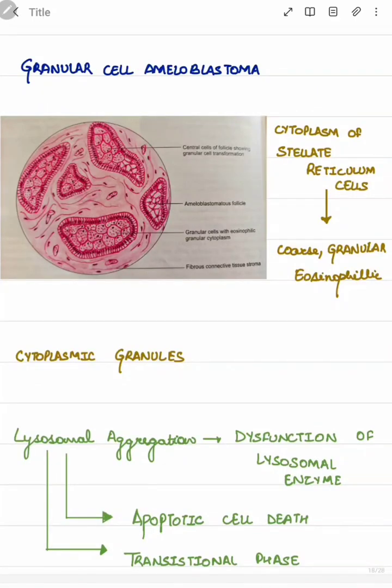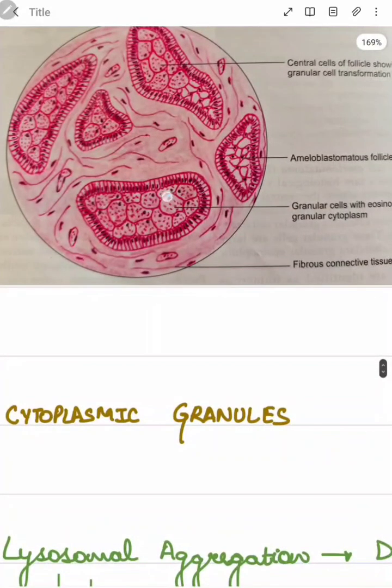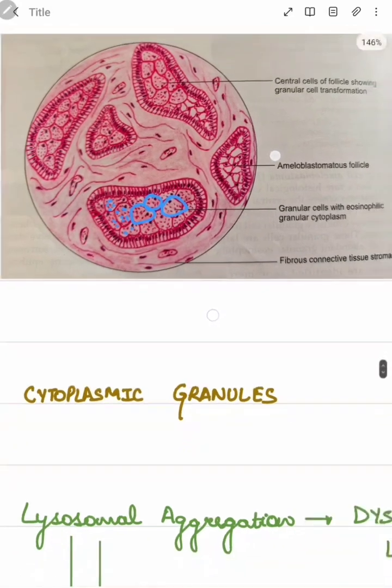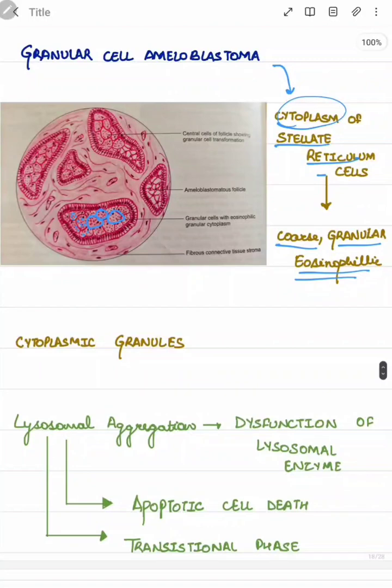Now the next form is granular cell ameloblastoma, in which the cytoplasm of the stellate reticulum cells have transformed into a coarse granular eosinophilic material. So here in this picture you can see stellate reticulum cells present at the center, and the cytoplasm has transformed into a coarse or granular material, and that's why the name granular cell ameloblastoma.